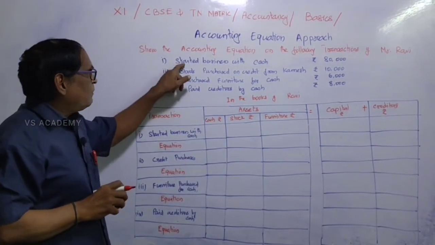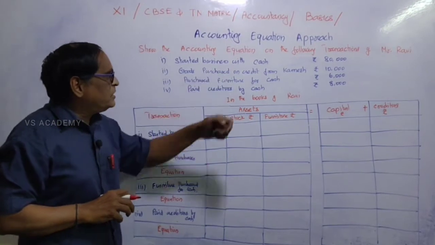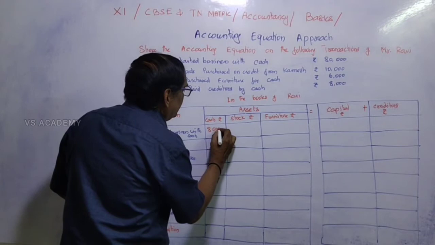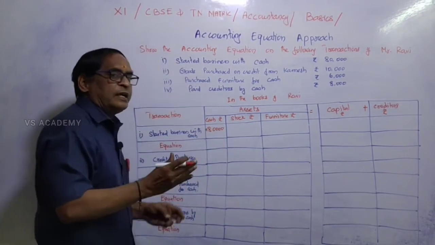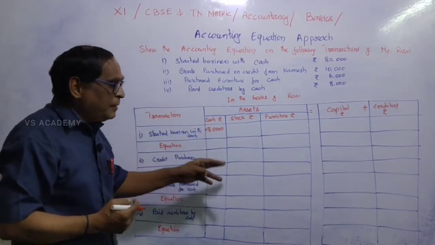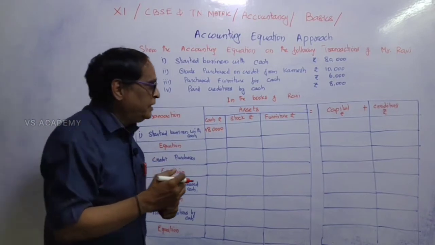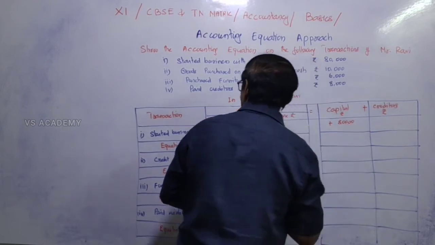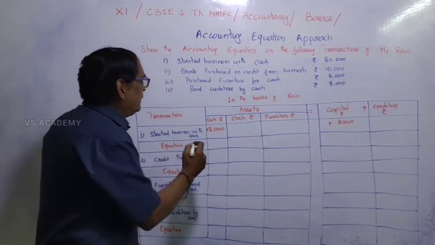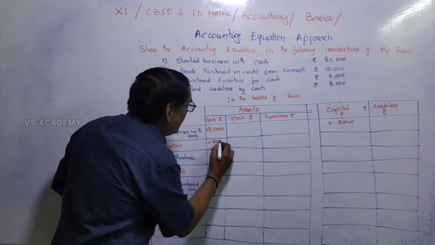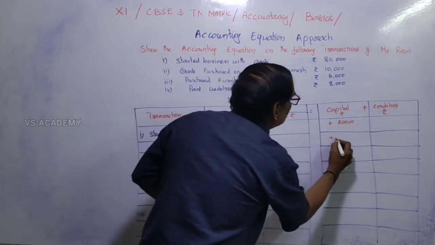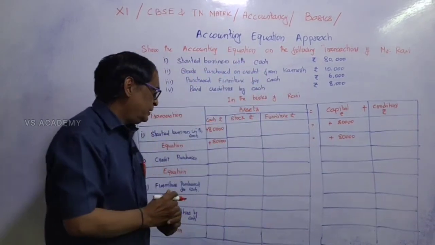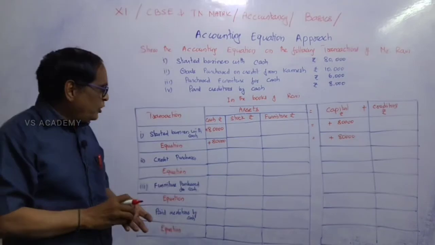So here the first transaction is started business with cash. That means 80,000 is coming inside, that means plus cash increased. At the same time capital, which is also a liability, is also increased by 80,000 rupees. So this is the equation method. So the equation is here plus 80,000, here also plus 80,000, equal to. You can draw like that. And then for the next transaction, you can keep it as it is.